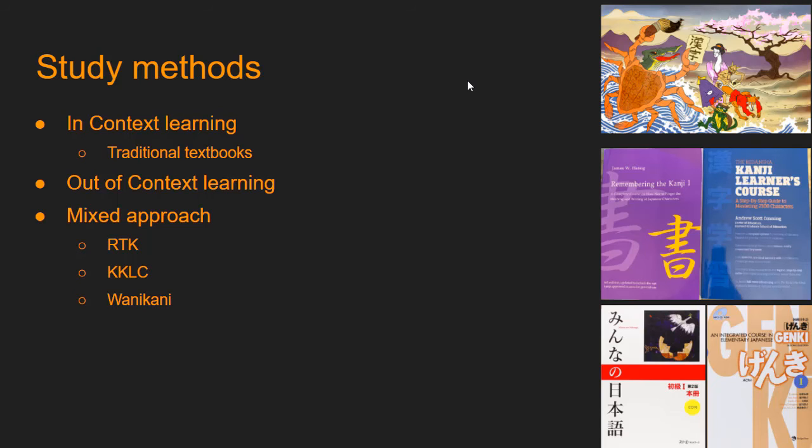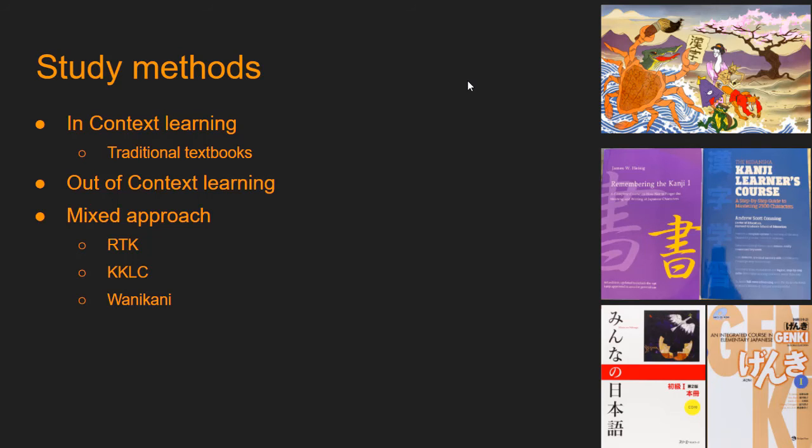Out-of-context learning refers to methods where you learn all the meanings, readings and stroke orders without any interaction. This is not really used a lot, but it would be something like opening your dictionary, learning all the readings and all the pronunciations for the kanji, and just leaving it at that. You won't even study words that use them, or their individual meanings. It's a really weird method. And there's the mixed approach.